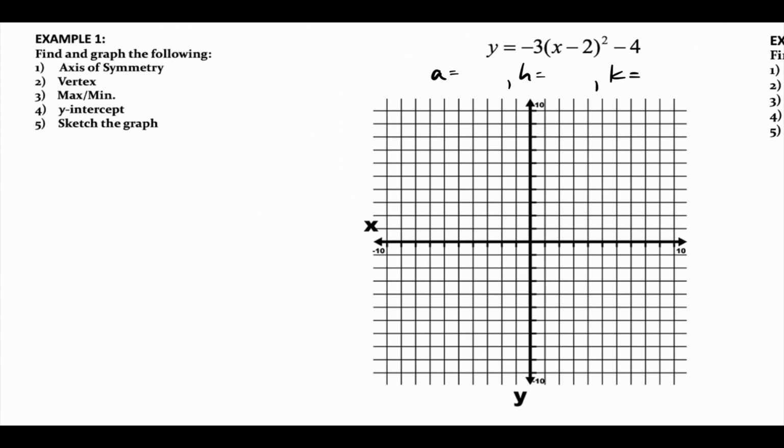Okay, what is A? -3. Good, -3. A is -3. H, remember H is a liar. So it's actually going to be +2. Now we don't change the equation. Leave the equation the way it is. Don't change it. But H is actually in disguise. It's actually +2. It looks like -2. It does. It looks like -2, but it lies. So that's why. K tells the truth. -4.